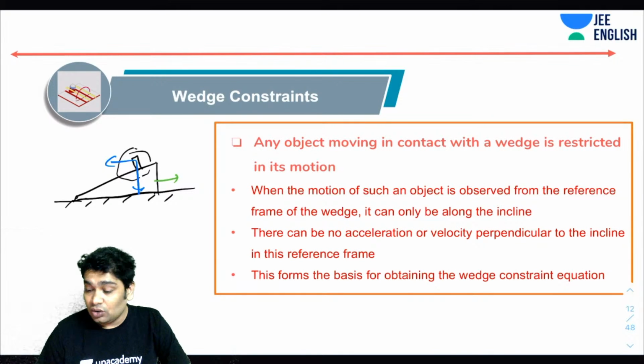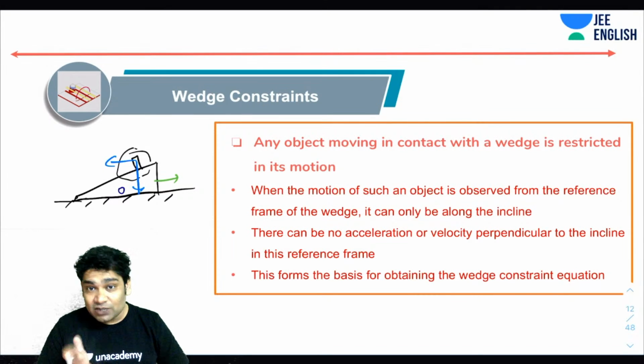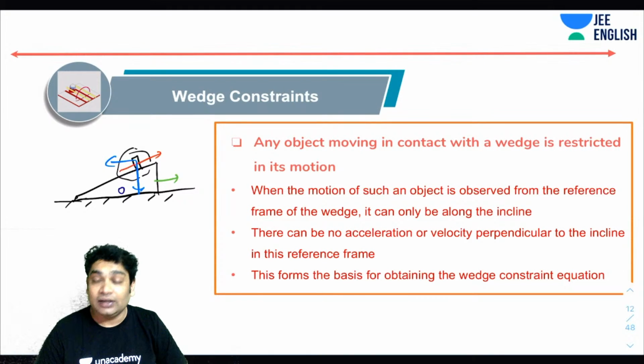Now, how can I relate the accelerations of these two? What you can do is go to the reference frame of the wedge and look at the motion of the block from there. From the reference frame of the wedge, the wedge obviously will appear stationary. With respect to a stationary wedge, the only way this block can move is either up the incline or down the incline. That is the logic of deriving the equation of wedge constraints. So you go to the reference frame of the wedge and realize that the net acceleration now has to be along the incline, and there can be no acceleration or velocity perpendicular to the wedge incline. This is how you will get the wedge constraint equation.